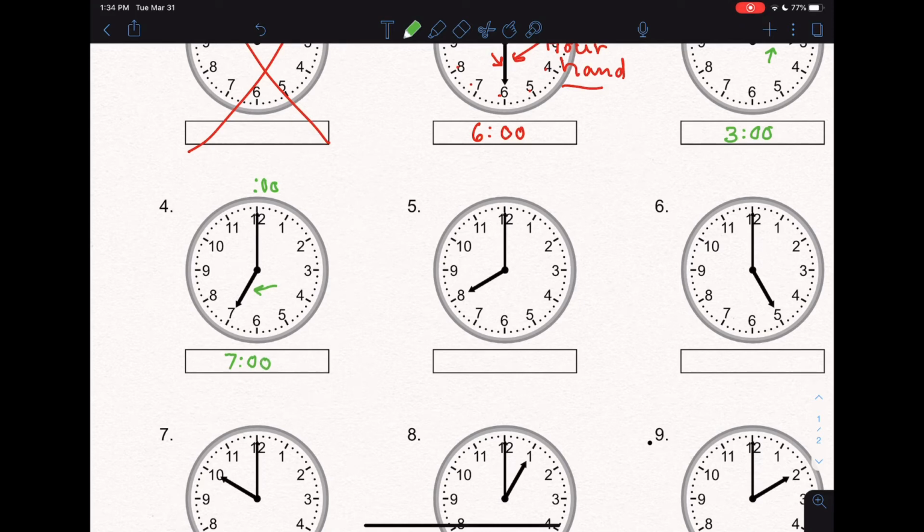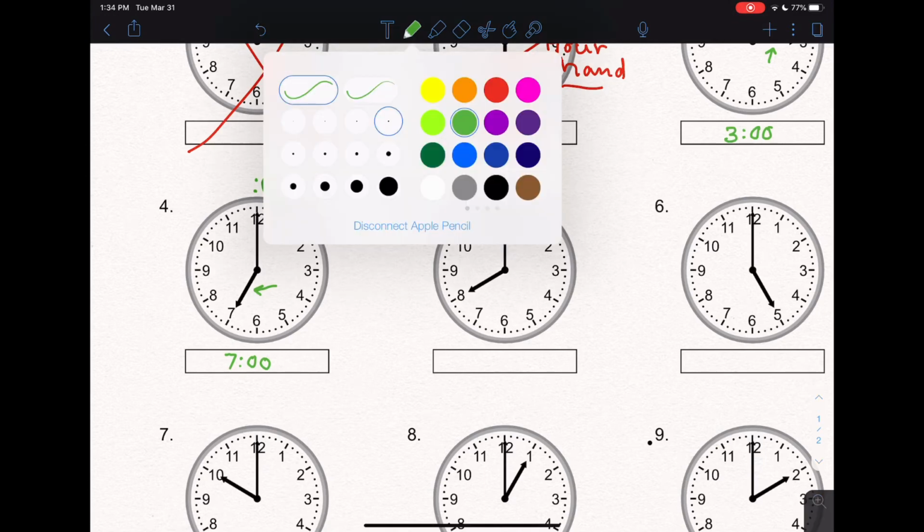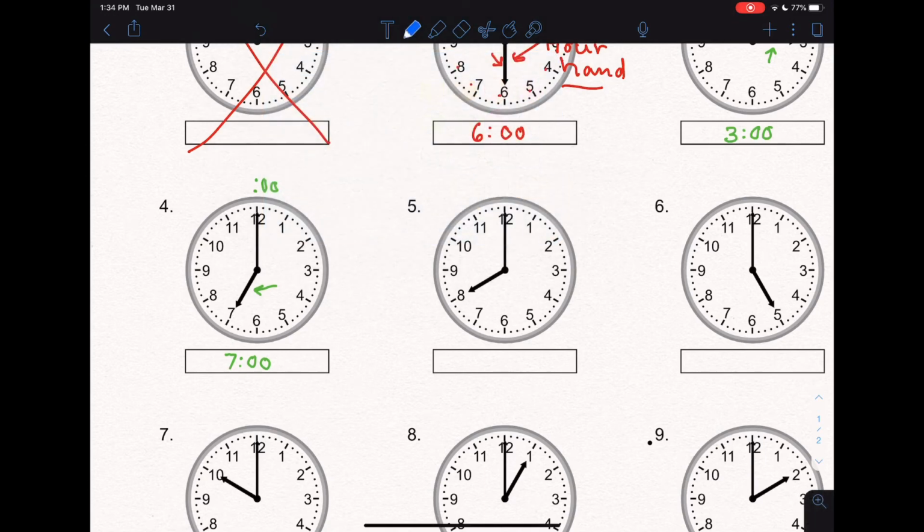Now, for number 5, I'm going to switch colors again. I forgot to do that last time. My apologies. So for number 5, we look at our hour hand first, the shorter, thicker one, and we notice that it's pointing right at the 8. So we're going to write 8, put our 2 dots, and like in our other ones, you can see a pattern now. It's pointing up at the 12, so what are we going to write? The 2 zeros.